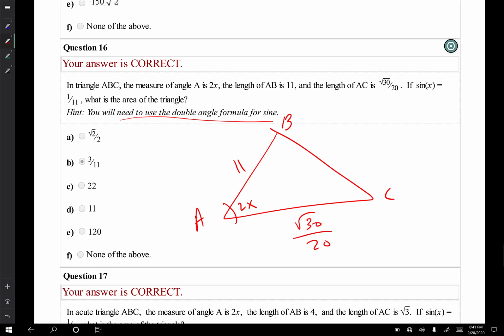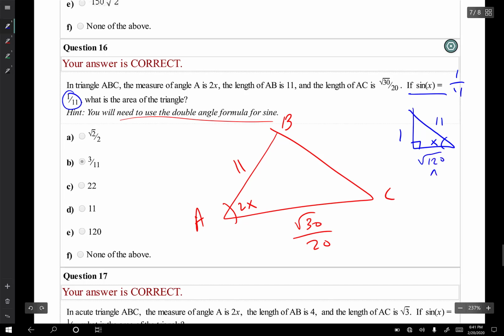Okay, so I have everything I need. On the side, guys, look what they tell you. Sine x is 1 over 11. That's right here. So on the side, I'm going to draw a right triangle. There's angle x, 1 and 11. If that's true, 11 squared is 121. 1 squared is 1. 121 minus 1 is square root of 120. And square root of 120 breaks down to 4 times 30. 4 times 3 is 12, so 4 times 30 has to be 120. So this breaks down to 2 square root of 30. All right, that's it. We got everything.